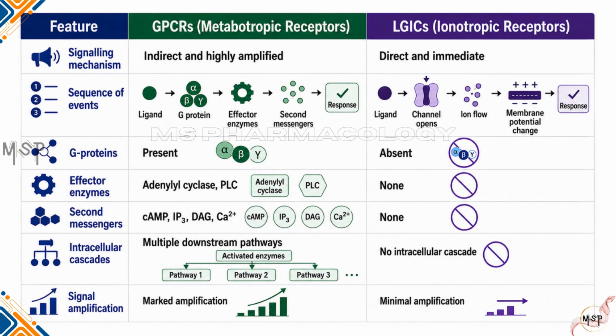Because the signal must pass through several intracellular steps, GPCR signaling is not immediate. However, this complexity provides an important advantage. Signal amplification.